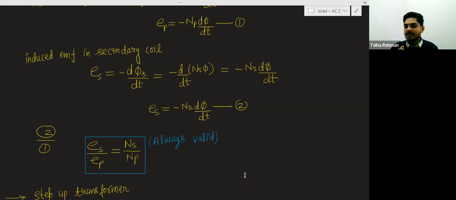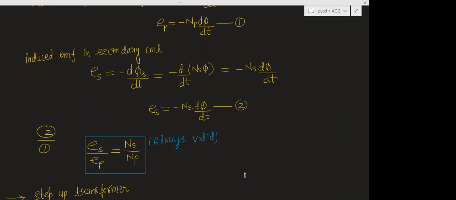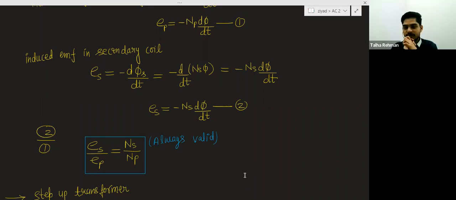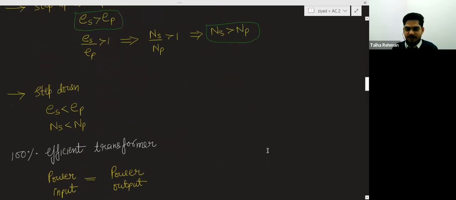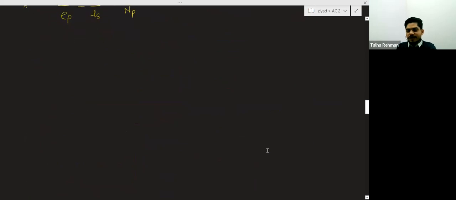So 100% efficiency means the amount of power you are giving is equal to the amount of power being utilized. But there will always be waste of power, in the form of heat or different forms. So that is why it is not possible to achieve 100% efficiency. Now, if 100% efficiency is not possible, practically we will see the practical transformer.